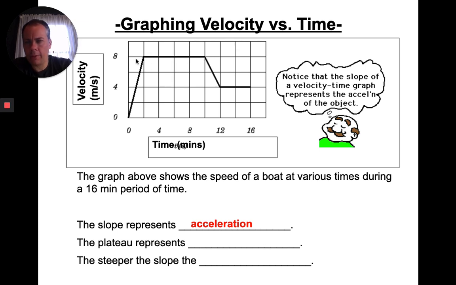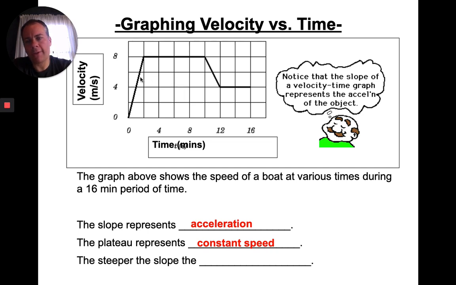Its velocity is increasing. And what does this part of the line mean? So now the velocity is staying constant at 8 meters per second for a while. It's moving at a constant speed. What does this represent here? The object is decelerating. It's slowing down. And then here, again, it's traveling at a constant speed.